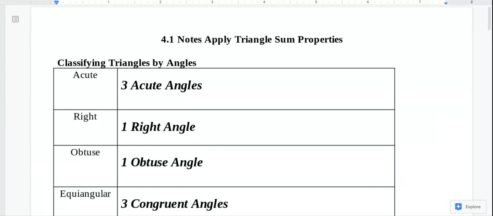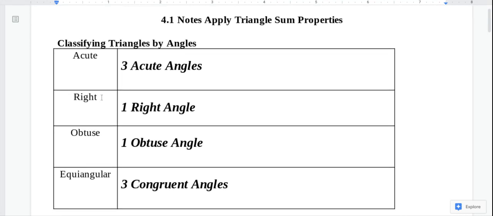All right, here are your 4.1 notes applying triangle sum properties. We also need to be able to classify triangles by angles and by sides. So first, classifying triangles by angles. An acute triangle will have 3 acute angles. Remember, acute angles are angles less than 90 degrees.